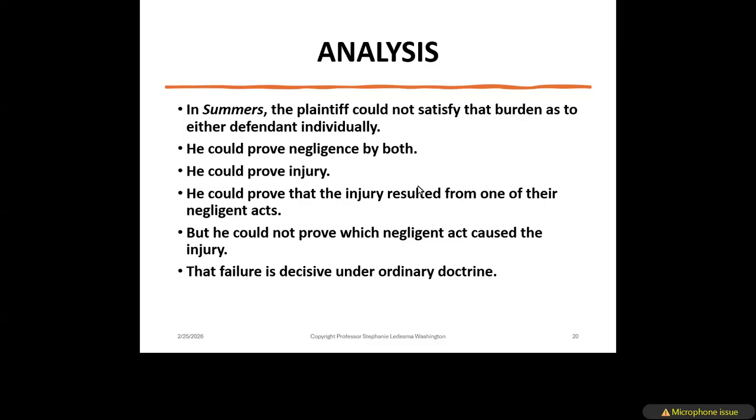In Summers, the plaintiff couldn't satisfy that burden as to either of the defendants, right? The plaintiff could prove that there was negligence. In fact, both of the defendants admitted that they were negligent. The plaintiff could prove the injury. He's got the lip, he's got the eye, he's got the injury. The plaintiff could prove that the injury resulted from one of the two negligent parties. The plaintiff just couldn't prove which of the two negligent parties caused the injury, right? That failure by itself is significant.